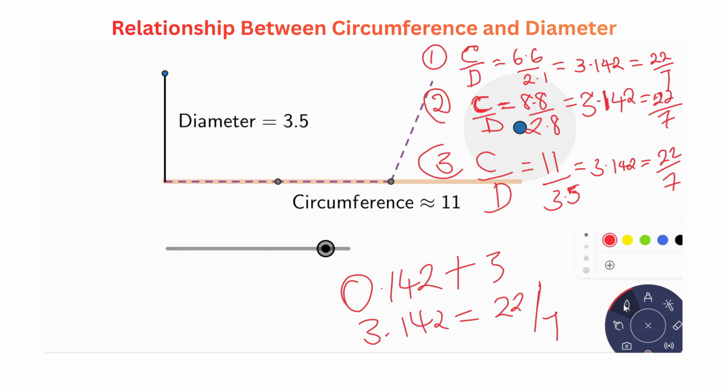So this 22 over 7, this same number, is called a constant. We are going to call it a constant. And in maths, we call this constant pi. You can write it here. Pi.